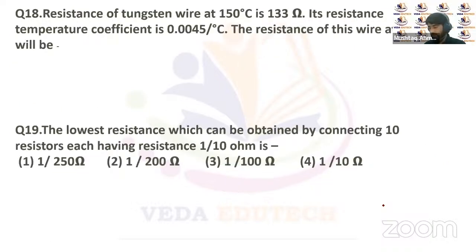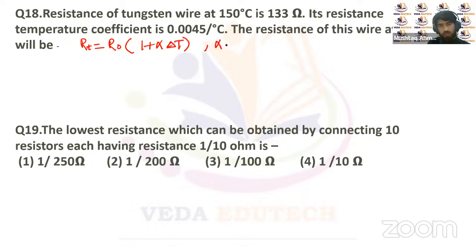Now let's talk about the resistance of a conductor as a function of temperature. We know that resistance varies as a function of temperature. The resistance of a conductor increases upon increasing the temperature, while the resistance of a semiconductor decreases upon increasing the temperature. And the resistance as a function of temperature, R_T, is equal to R naught (1 plus alpha delta T).